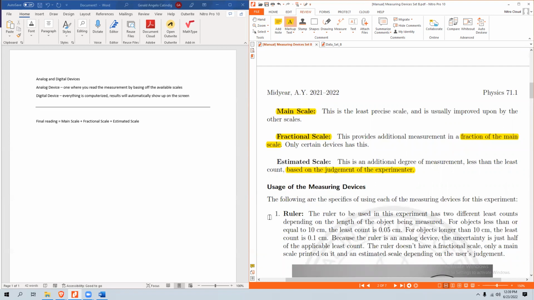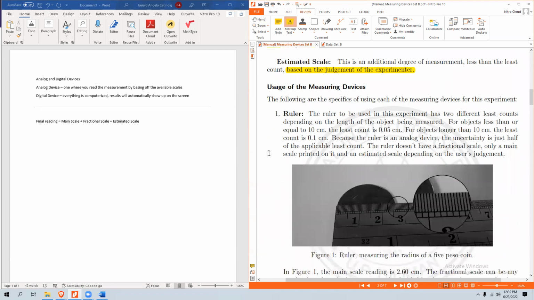And as you recall from the first experiment, uncertainty, the judgment of the experimenter is one of your causes for uncertainty. Okay. So now let's go to our devices. So let us first discuss the ruler. So all of you have most likely seen a ruler before.